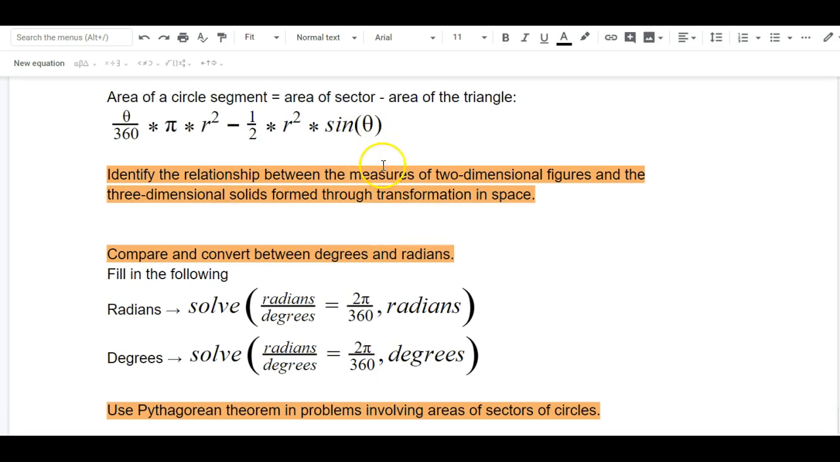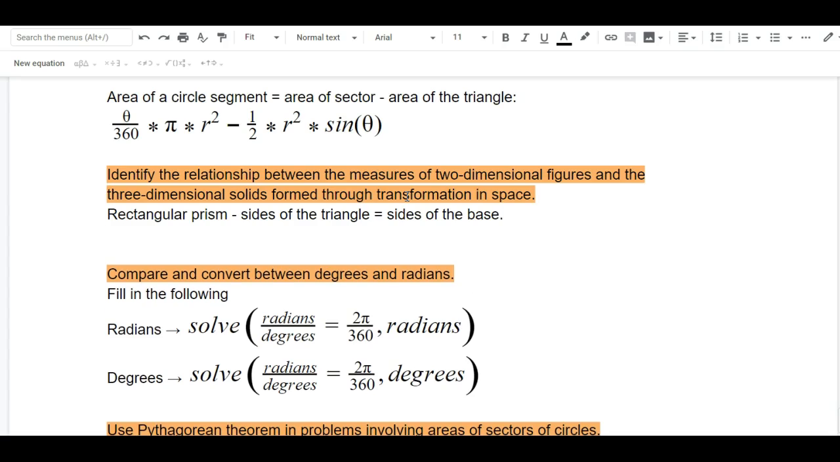Okay, the relationship between the measures of two-dimensional figures and the three-dimensional solids formed through transformation in space. So let's start with a rectangular prism, right? So it has a base, which is the sides of the triangle, right? So the sides of the triangle, and then you have the that is the same as the sides. So that's equal to, let's say, the sides of the base, right? And then the height is the height of the prism.